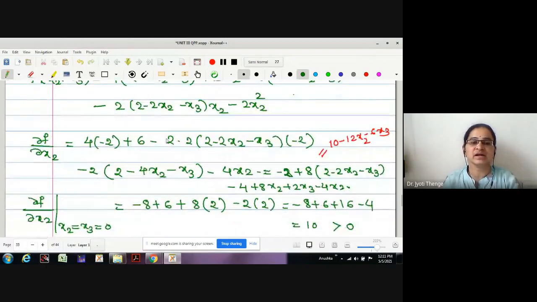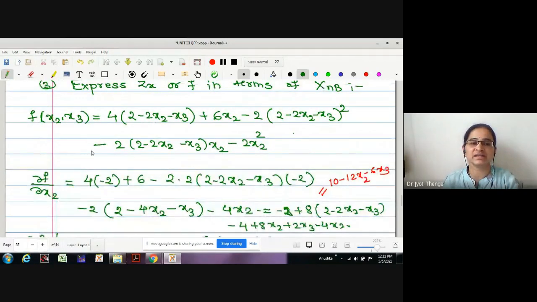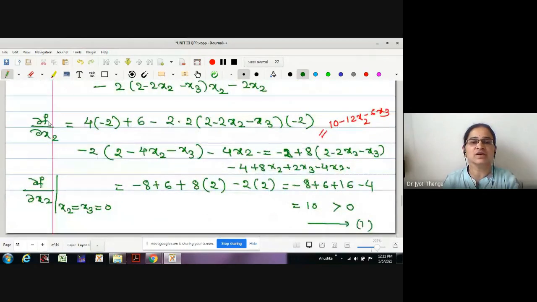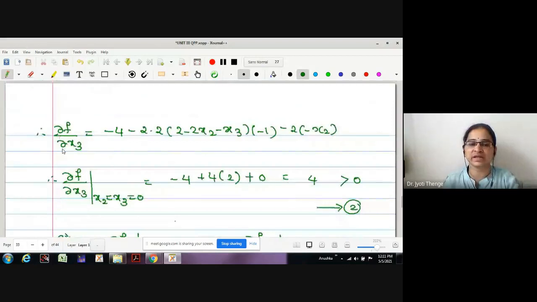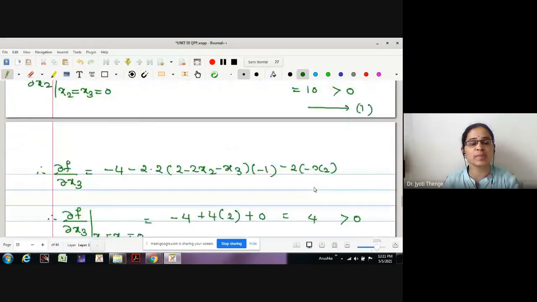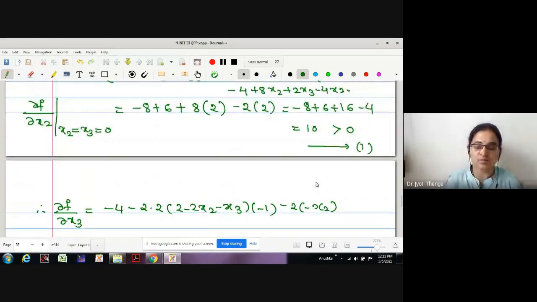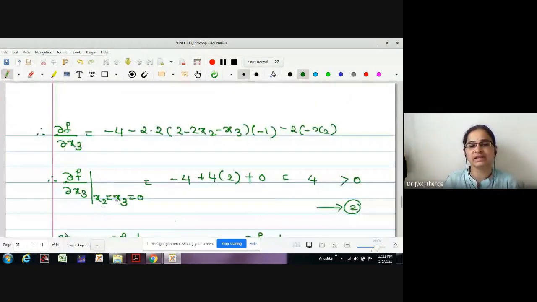After finding the function in terms of x2 and x3, we found the derivative of f with respect to x2, calculated at both non-basic variables equal to 0. The value is 10. Similarly, we calculated ∂f/∂x3, and the value is 4. Therefore, both partial derivatives give us positive values. Among the two, we will select the one which gives the maximum, right? Because this gives more improvement in f compared to an increment in the variable x3.